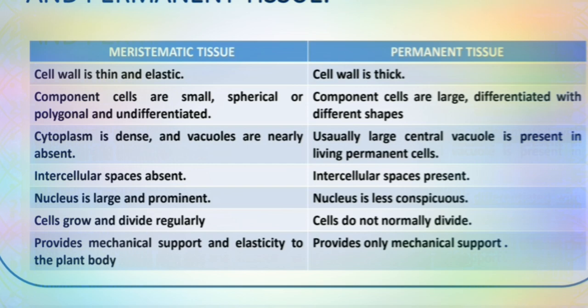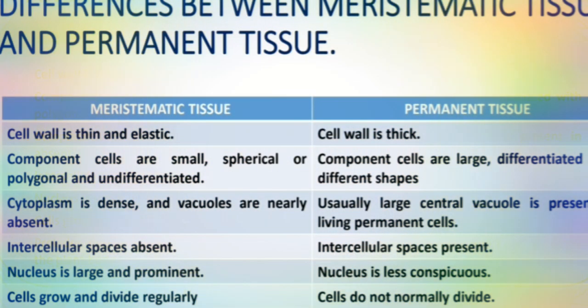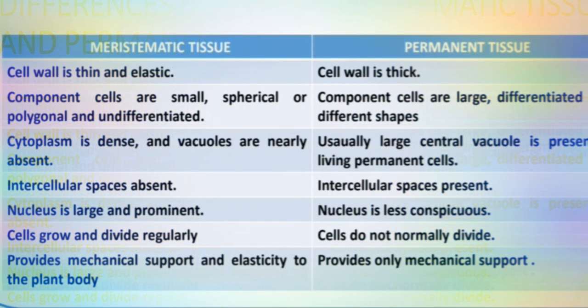And in meristematic tissue, the nucleus is very large and prominent, noticeable. You can see the nucleus very clearly in the microscope. Prominent, the other word for prominent, is conspicuous, clearly seen. But in permanent tissue, the nucleus is less conspicuous. Less conspicuous means less prominent. You cannot see it very clearly.